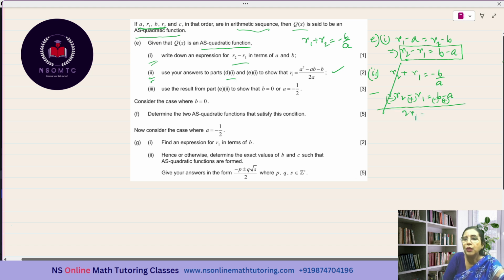We have 2R1 equal to negative B over A minus B plus A. Okay, and I'm having A in the denominator. So let us make A the common denominator. So it will be A negative B and negative AB plus A square. Okay, therefore R1 is equal to A square minus AB minus B over 2A.